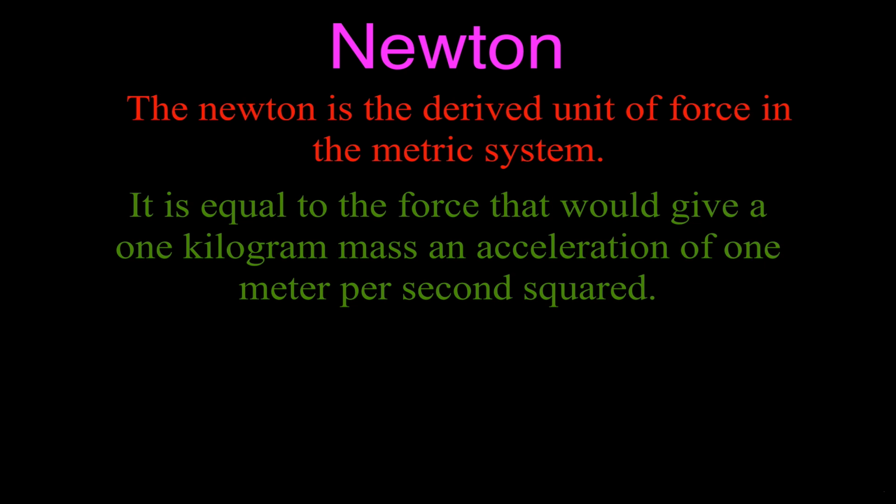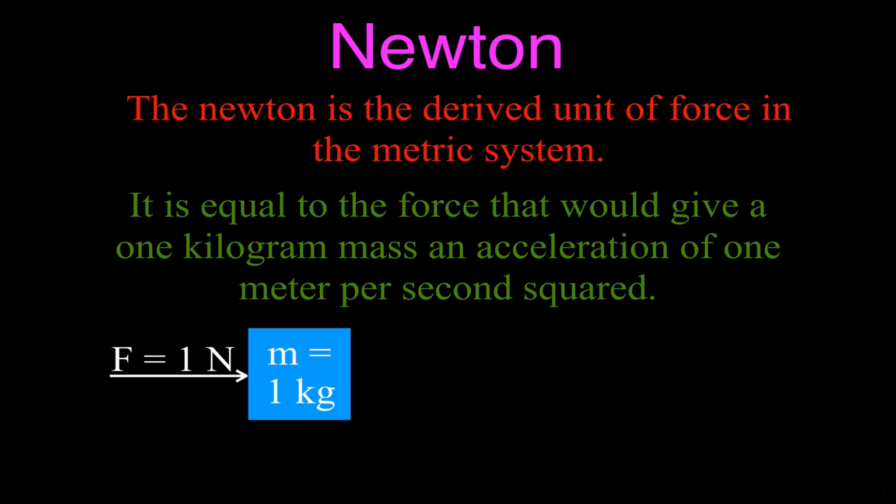It's equal to the force that would give a 1 kilogram mass an acceleration of 1 meter per second squared. So you need a 1 kilogram mass, like that. If you apply a force of 1 Newton to it, now it has to be sitting on a frictionless surface, but if you take a 1 kilogram mass, you apply a force of 1 Newton to it, then that force will give that object an acceleration of 1 meter per second squared.